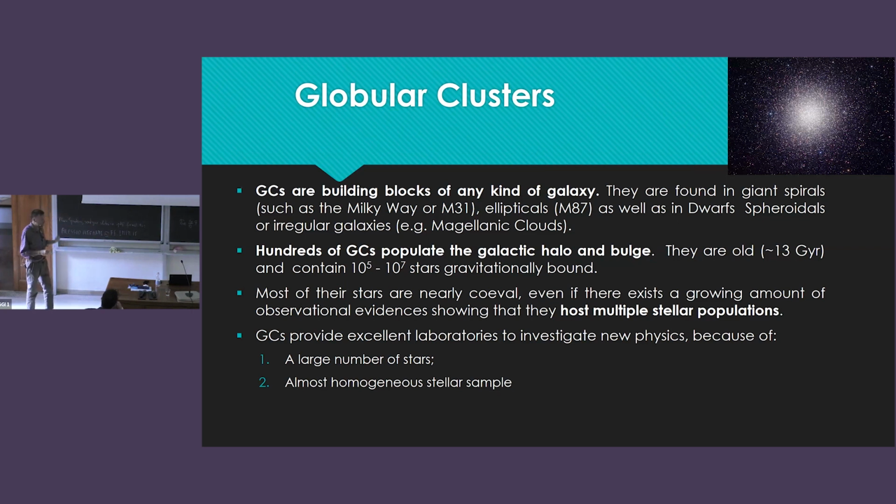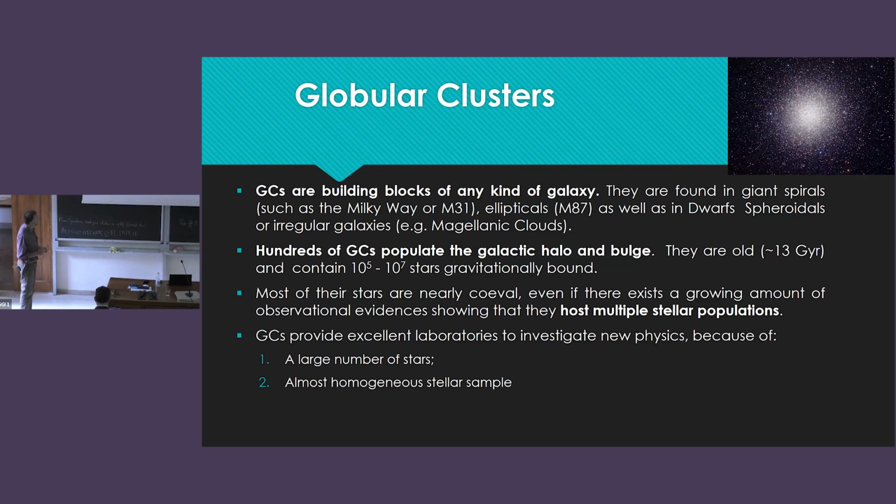But also in M31, the Andromeda galaxy, which is a twin of the Milky Way, and in other small galaxies like the Magellanic Clouds, which are satellites of our galaxy, or dwarf spheroidal galaxies, as well as in giant ellipticals like M87. So these globular clusters are very common building blocks of galaxies.